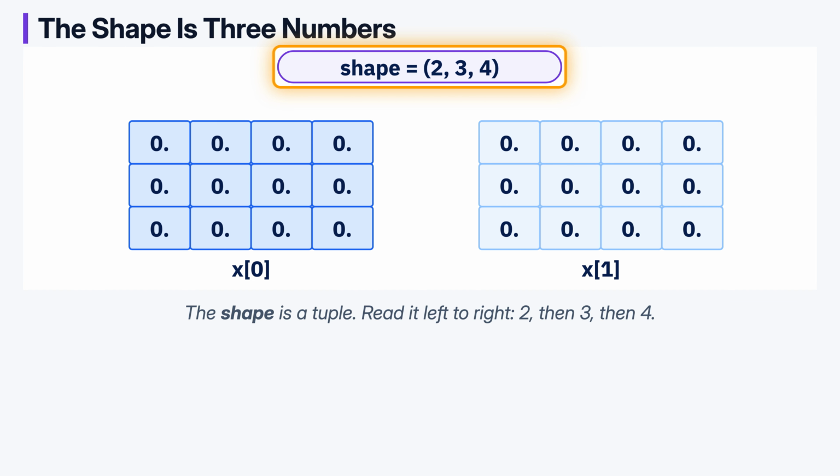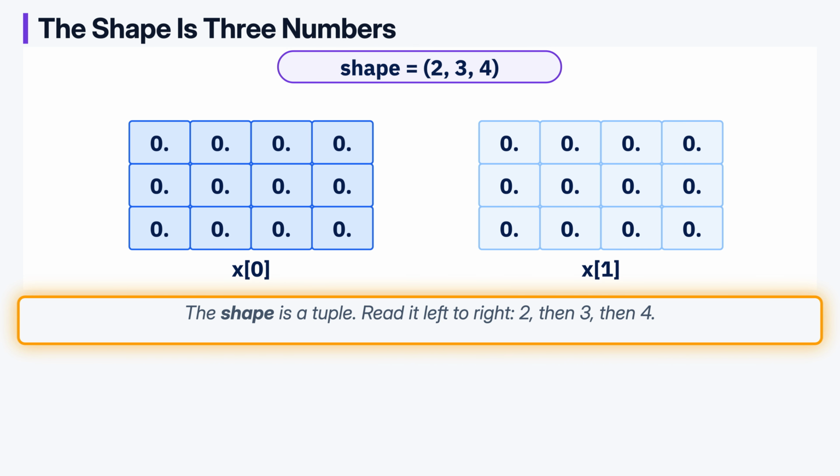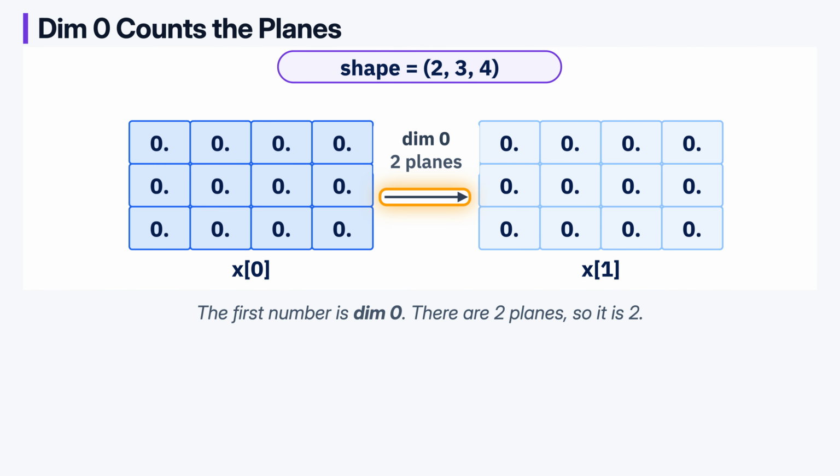The shape is written as a tuple, and here it's (2, 3, 4). You read it left to right, 2, then 3, then 4. Each of those 3 numbers belongs to one axis. We're about to point at all 3, one at a time. The first number is dim 0. Dim, dimension, and axis all mean the same thing here. This axis runs across the planes. There are two planes, so dim 0 is 2, and that's the first number in the shape.